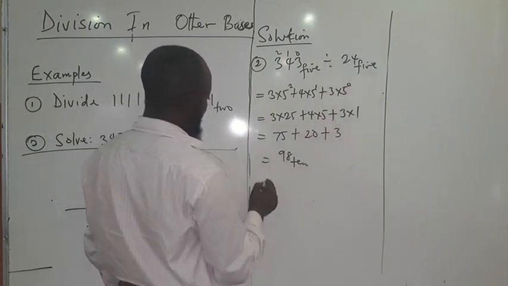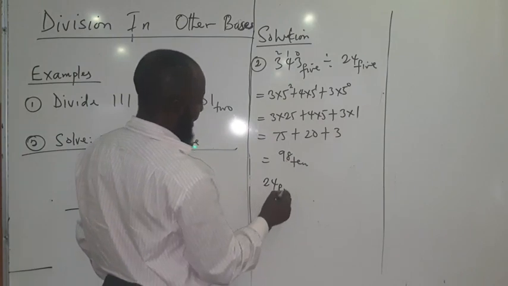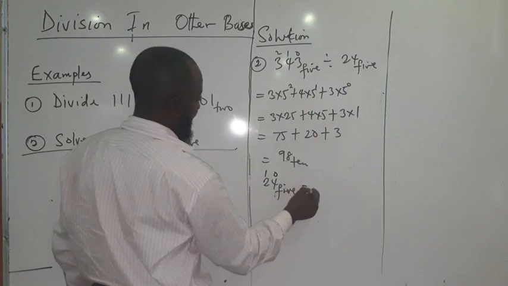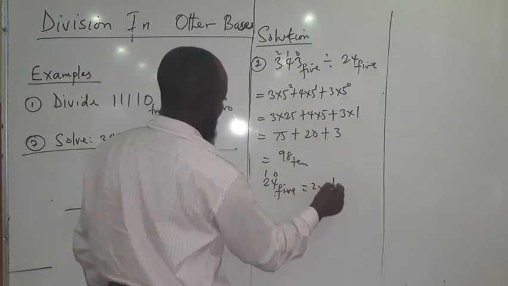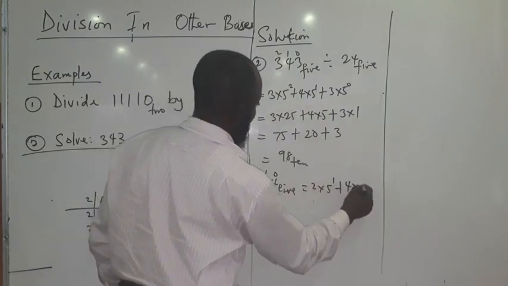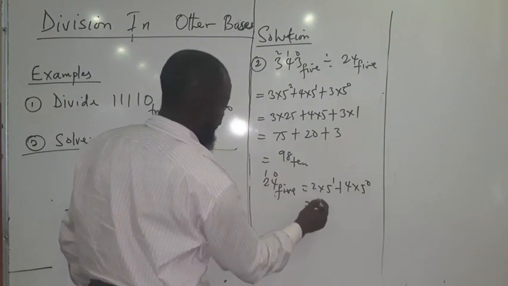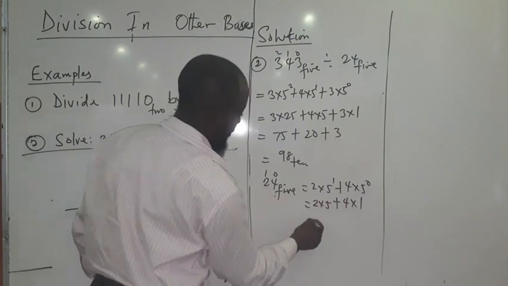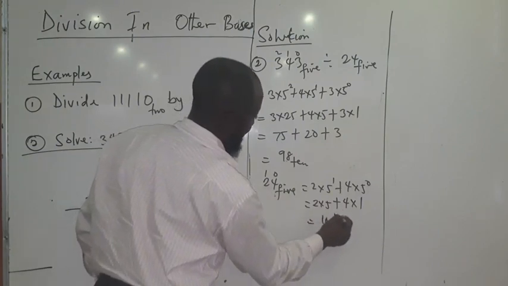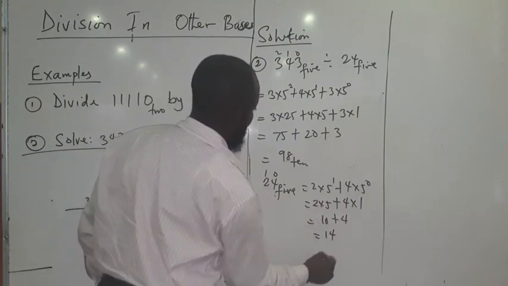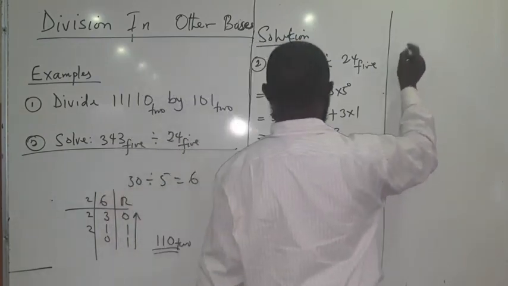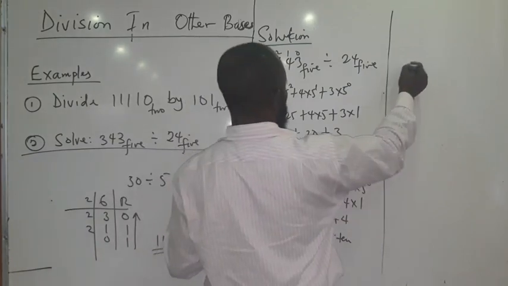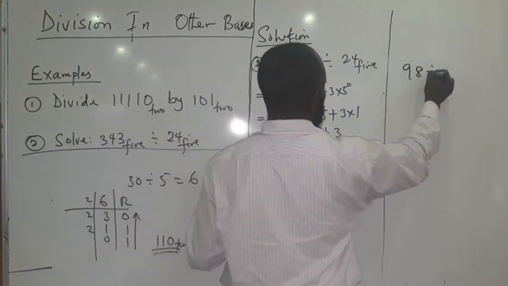So pick the second one, which is 24. I hope I'm not too fast. Please, you can slow down me. Positions 0, 1. That is 2 times 5 raised to 1 plus 4 times 5 raised to 0. So this is 2 times 5 plus 4 times 1. So this gives 10 plus 4. And that is 14. So we have 98 and 14 base 10. So that will be 98 divided by 14.